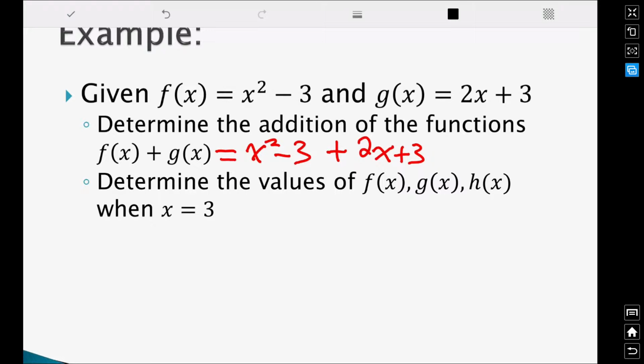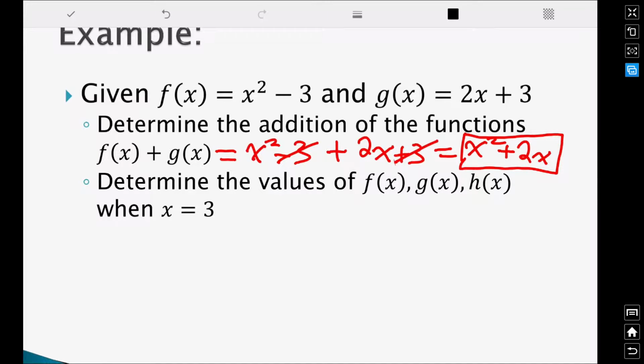Obviously, we can simplify this a little bit because there are some terms that can be simplified. For example, the x squared and the 2x don't get simplified because they're not the same. But the minus 3 and the plus 3 can simplify, and they will effectively cancel each other out. So the combination of f of x plus g of x gives us this, x squared plus 2x. Alright, so there we've added them together. Now, on to the second part.